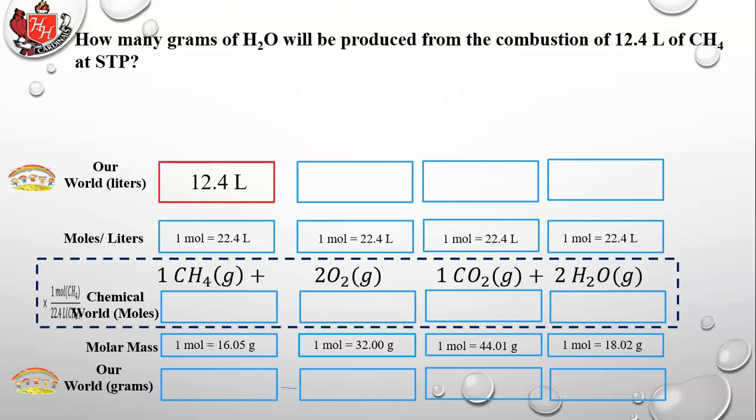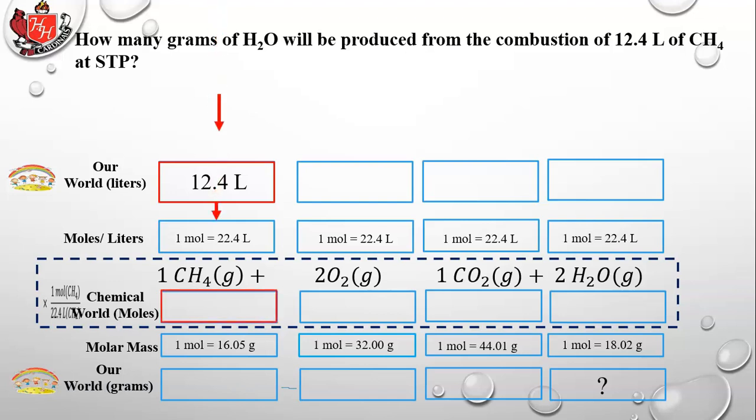And then where does our question mark go? How many grams of H2O? Well, you did this before in lesson 18 and 19. It goes down on the bottom row and underneath H2O. So there it is, way over there on the bottom right. Okay, so what's the path to get us from 12.4 to the question mark?